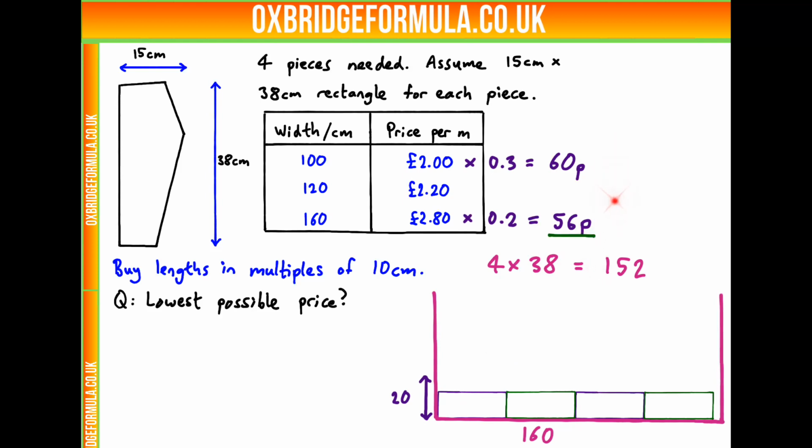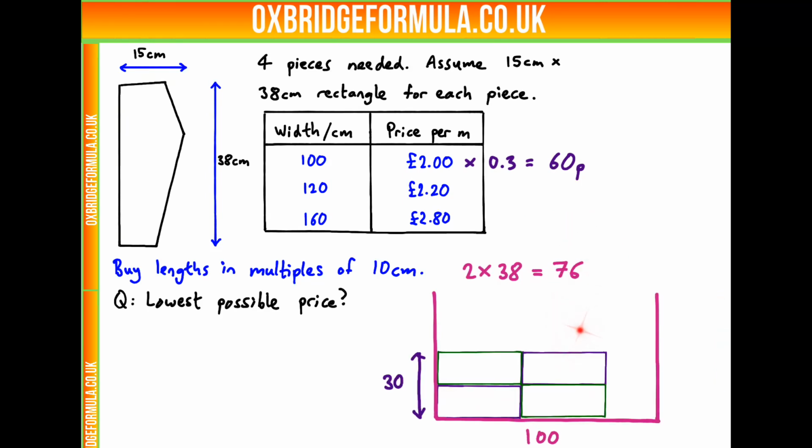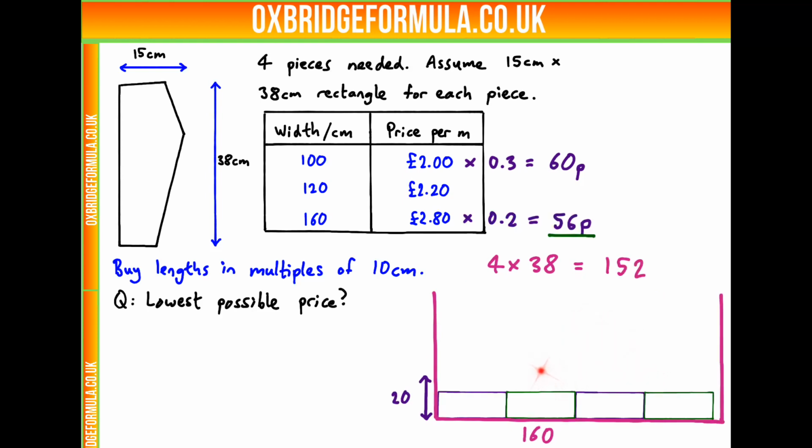Now, are there any others that we haven't considered? Well, yes, but we've chosen these specifically because they maximize the use of space. And so we can be confident that this is indeed the cheapest one possible. So our final answer is 56 pence as the lowest possible price, which corresponds to B.